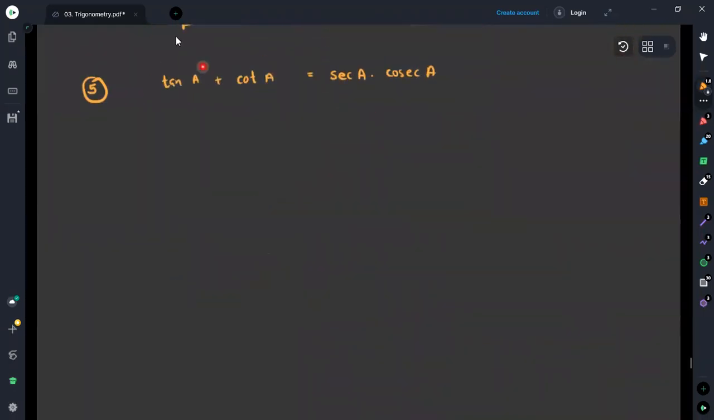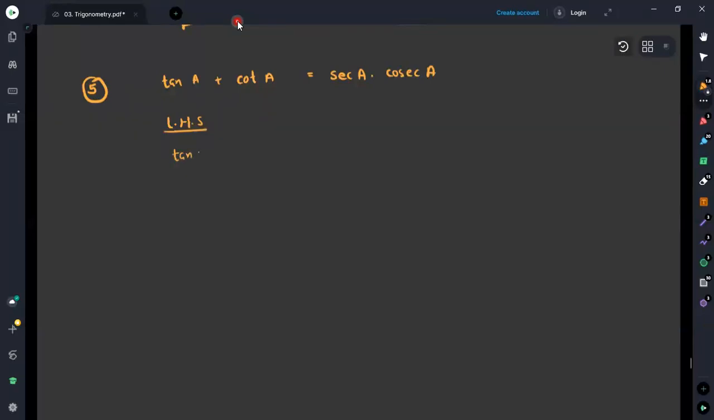Then what we can do is start from the addition rather than from the multiplication. It would be easy for us. On the left hand side we have just tan with cot, but on the right hand side it is sec with cosec. Sec and cosec can be considered by writing sine and cosine. Therefore, I will start from the left hand side and try to convert tan and cot into sine and cosine.